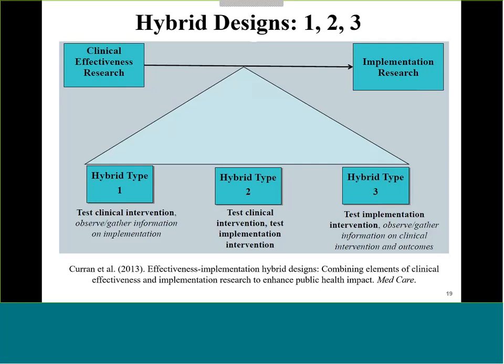In a hybrid type 3, we're really looking at a focus on the implementation strategy, and we may be observing just the client level or patient level outcomes, maybe through administrative database. So we're really moving from observation of implementation to equal testing of clinical intervention and implementation strategy, and moving more to a real focus in the hybrid type 3 on testing the implementation strategy with less focus on the clinical outcomes. So that's really the 3 hybrid types.